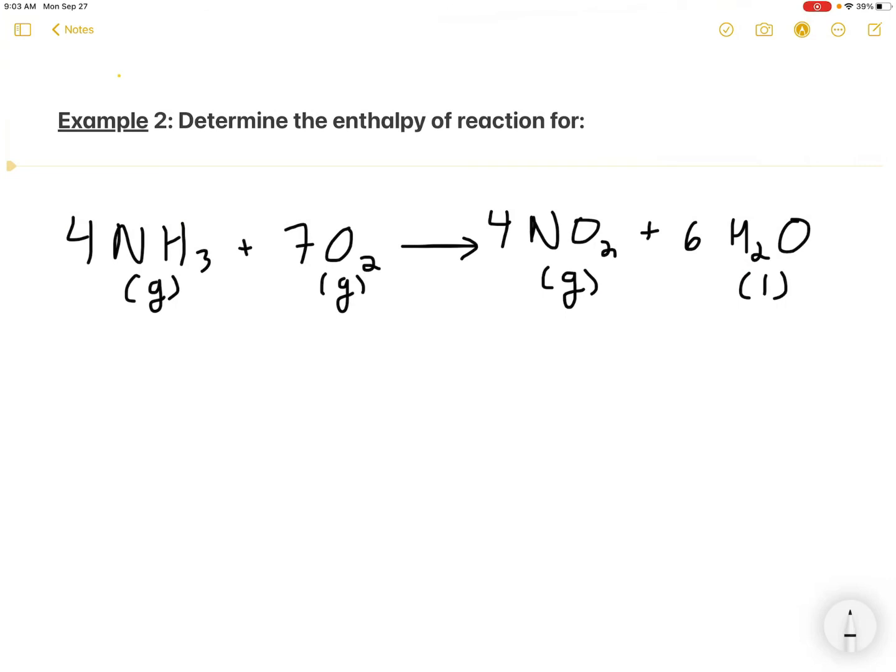So now using the data booklet on pages 4 and 5 for all the available compounds in this reaction, I want you to determine the enthalpy of reaction for 4 moles of ammonia gas plus 7 moles of oxygen gas, which yields 4 moles of nitrogen dioxide and 6 moles of water liquid. So again, using the molar enthalpies of formation, I want you to calculate the delta H value for this reaction. So pause the video, and then when you're done, unpause it and see if you got it right.